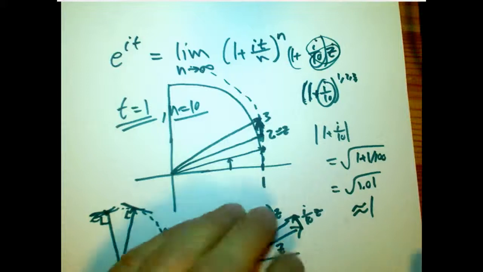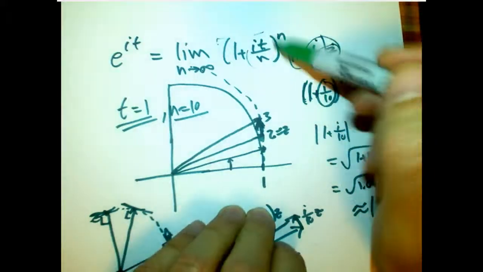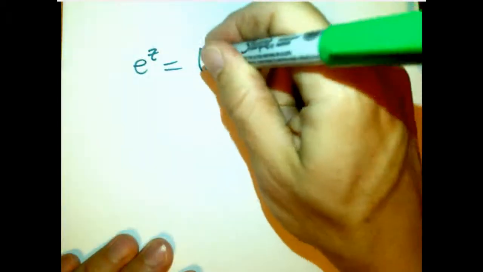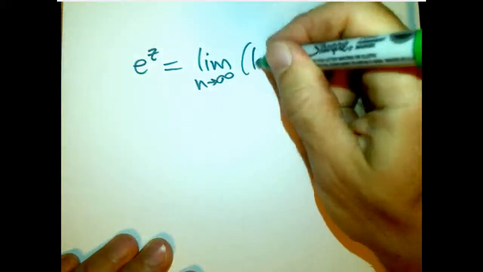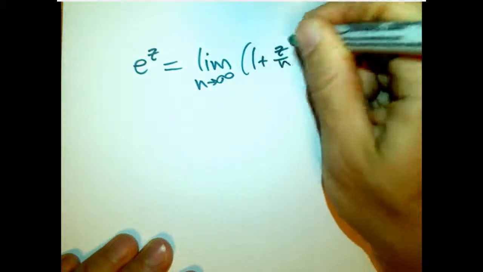Okay, so that was for i t over n, but it does give us, this is a great breakthrough because it's really saying there is a possible definition for e to the i t, and it's doing what we want. At least we can pretty much convince ourselves it's doing what we want geometrically. So one of the definitions could be e to the z is the limit as n goes to infinity of 1 plus z over n to the n.